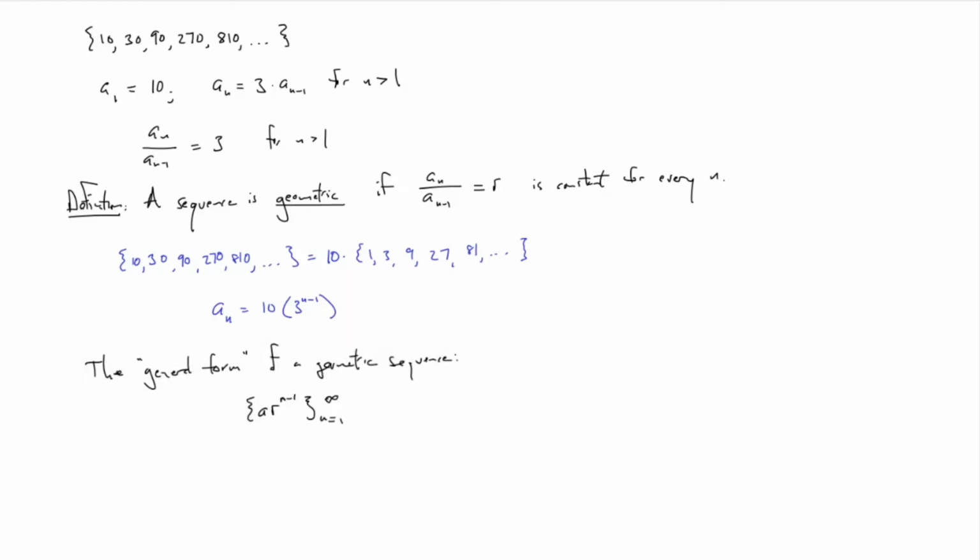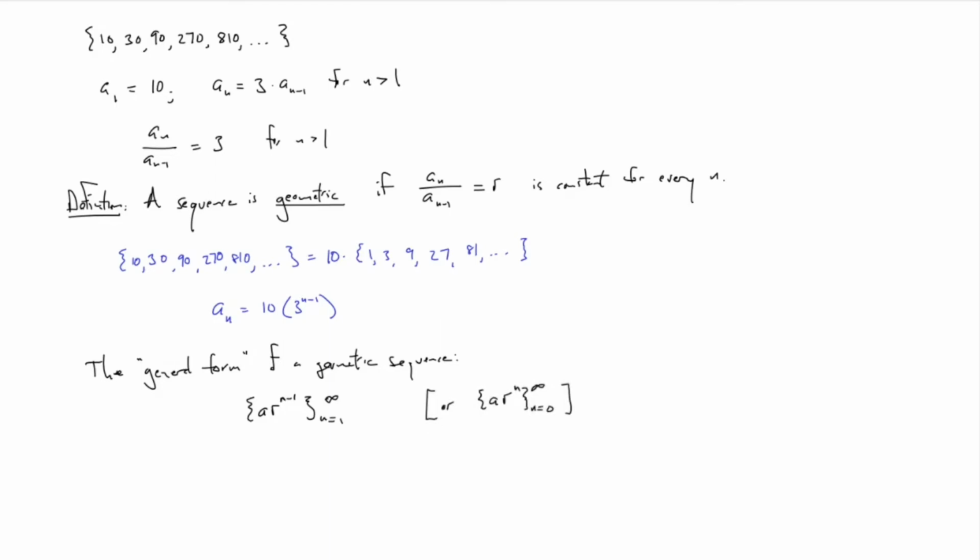We can do this with any geometric sequence, giving rise to a general form of a geometric sequence: some number a times r to the n minus 1 as n goes from 1 to infinity, where the number a is always the first term of the sequence, because when n is 1, r to the 1 minus 1 is r to the 0, which is just 1, and so the first term is just a. So a is really a sub 1, the first term, and then it's times increasing powers of r.